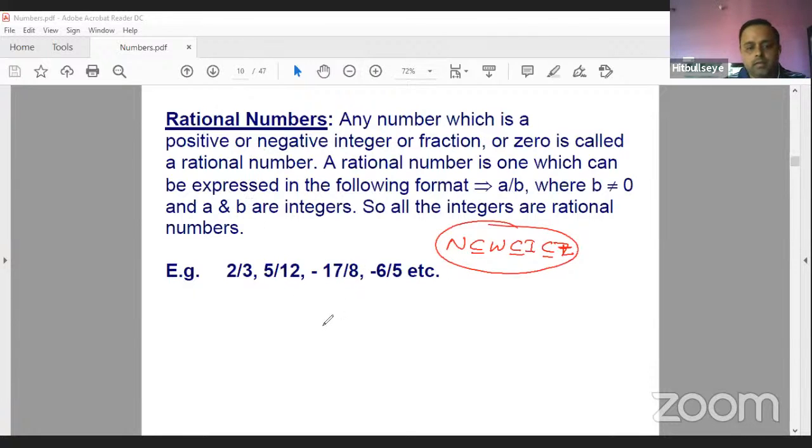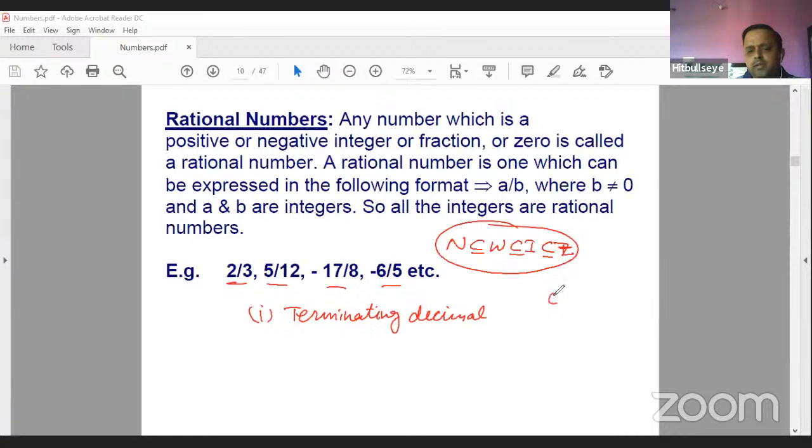There are two other types of numbers. In fact, they are also of this form only, but their representation is a little bit different. The first one is a terminating decimal. Whenever you have a terminating decimal, that terminating decimal can also be converted into a rational number. Now, what is a terminating decimal? A decimal which terminates, which ends, can be converted into a rational number.